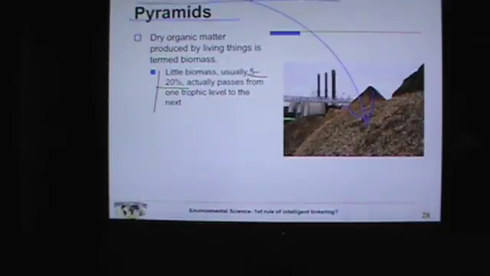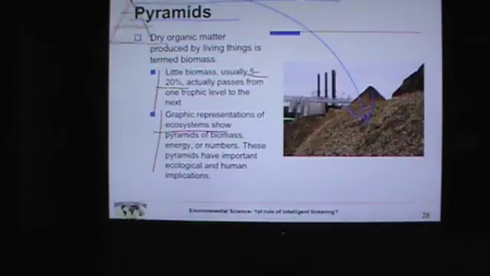Little biomass, usually 5 to 20%, actually passes from one trophic level, say from plants to herbivores, to the next trophic level. This is an important concept we're about to get into. Graphic representations of ecosystems show pyramids of biomass, energy, or numbers. Pyramids have important ecological and human implications. This will be an assignment eventually.